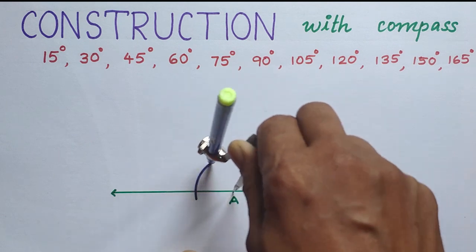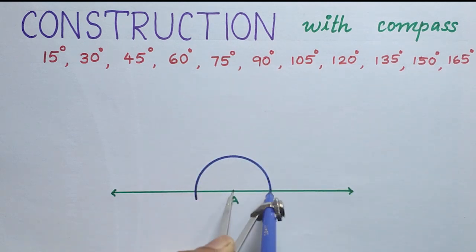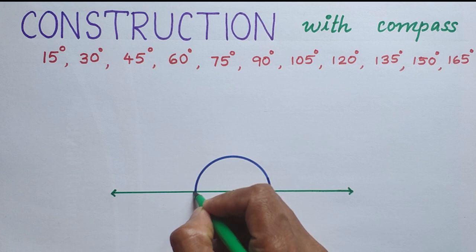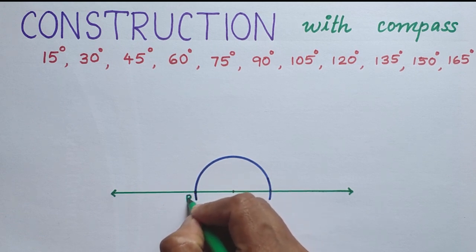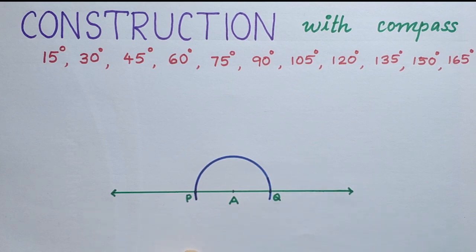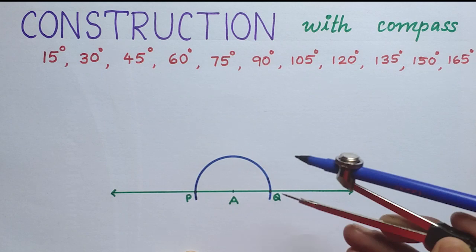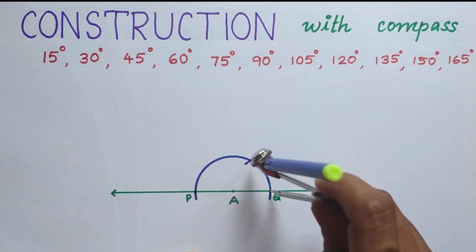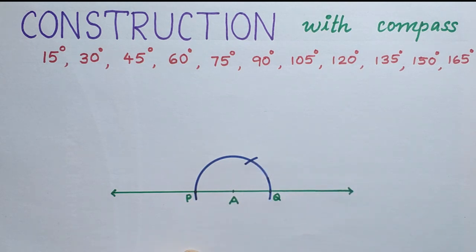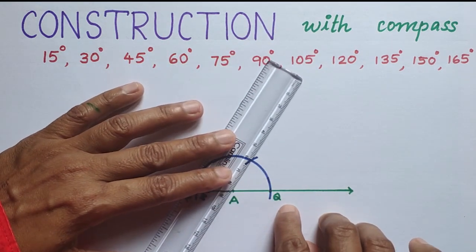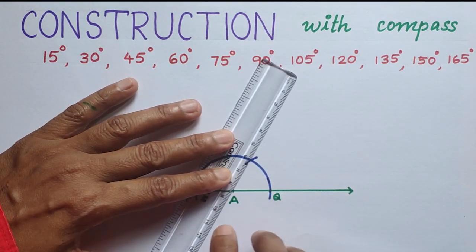Then draw an arc. It cuts the line at 2 points, P and Q. Then without changing the compass, place the metal tip on Q. Then draw an arc. We will get 60 degree. So this angle is 60 degree.